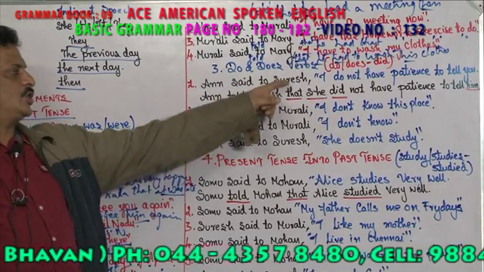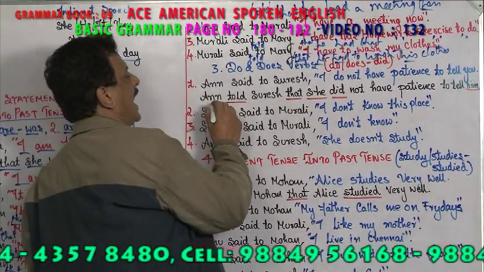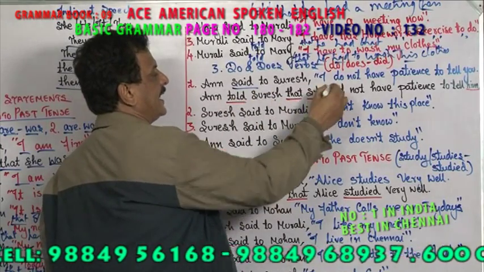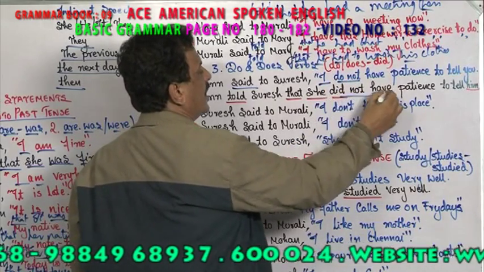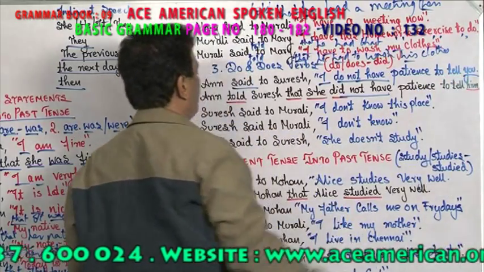Do and does changes into did. See, Ayan said to Suresh, I don't have patience to tell you. So, how does it change? Instead of said, you are using told. Suresh, that is added. Instead of I, she is added. Do not changes into did not have patience to tell. You changes into him, right?